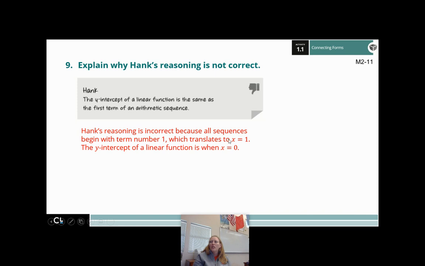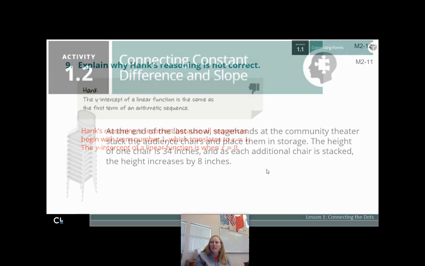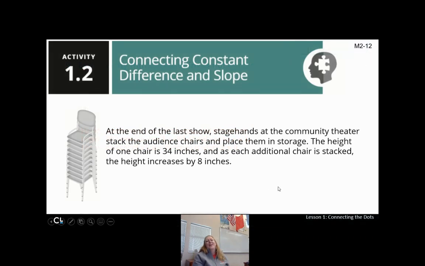We always start our sequences with x equals 1, with term number 1, but a y-intercept on a graph of a linear function is when x equals 0. So it's just a little off is the problem. Always feeling a little off around this place. All right, let's go to activity 1.2.